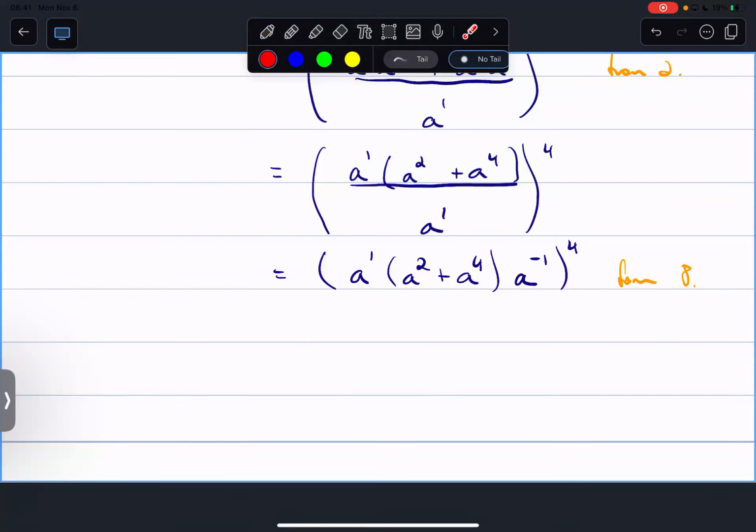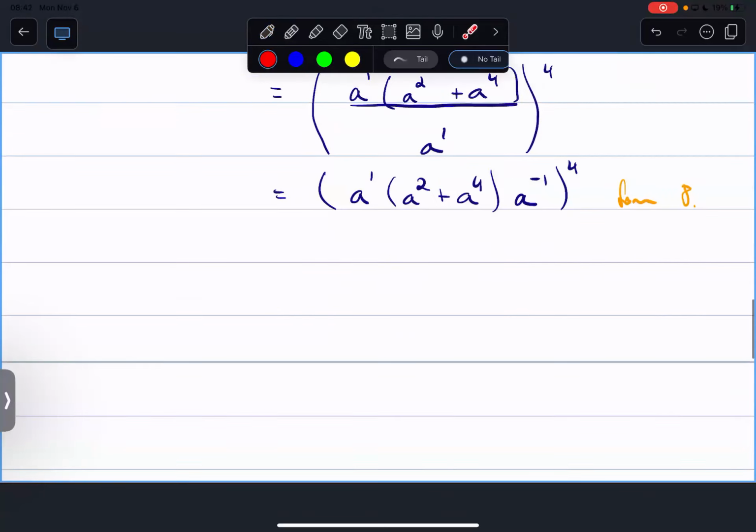I can move a to the 1 times a to the negative 1 together, and I can just work on those two. They're being multiplied. They're multiplying this, but it's not the same base. And so, we'll just keep it separate for a little bit. And I'll keep a to the power of 2 plus a to the power of 4. And then I'll bump the a to the power of 1 times a to the negative 1 to the power of 4.